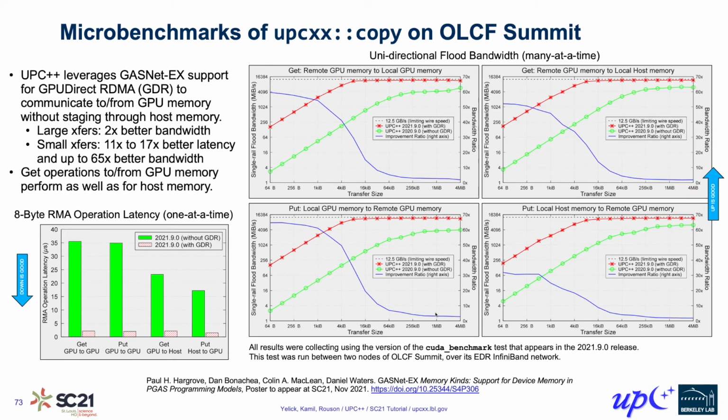Without belaboring the details, these results show substantial improvement in latency and bandwidth for 4 different RMA operations involving a remote GPU, with performance comparable to similar transfers involving only host memory. This benefit comes from the use of the memory kinds feature, which can additionally simplify the application code and reduce the effort to port to additional accelerators as UPC++ adds support.